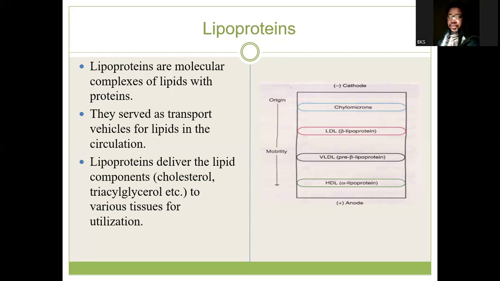But before then, these lipoproteins were classified into four. We have chylomicrons, low-density lipoproteins, very low-density lipoproteins, and high-density lipoproteins. This is based on their mobility in an electric field. In an electric field, based on size, you can see the high-density lipoproteins are very small, therefore they can easily migrate. And you have chylomicrons, which are bigger, and it is very difficult for them to migrate, so they move slowly.